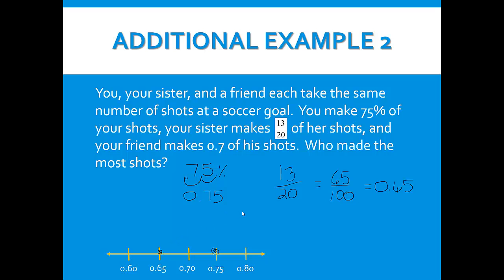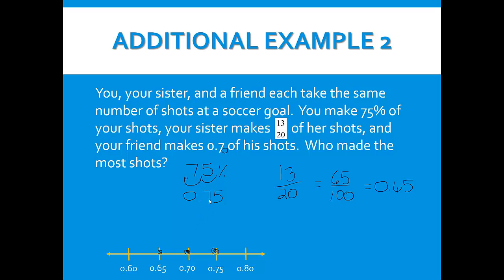The last one we need to put on our number line was your friend, and your friend was 7/10, 0.7. 7/10 would be equal to 70 hundredths. We can add a 0 behind it to put it in the hundredths place. So we're going to shade in 70 hundredths on our number line.